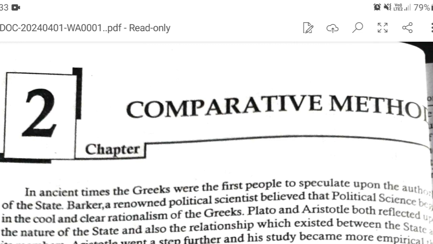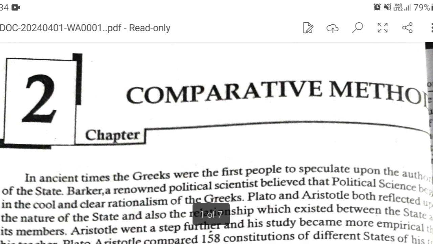So today we will be starting with topic 2 of unit 1, that is comparative methods. First of all we are going to study the meaning of comparative method, the names of the thinkers who used the comparative method in their study, and then its features, scope, utility and limitations as well. So let's get started.